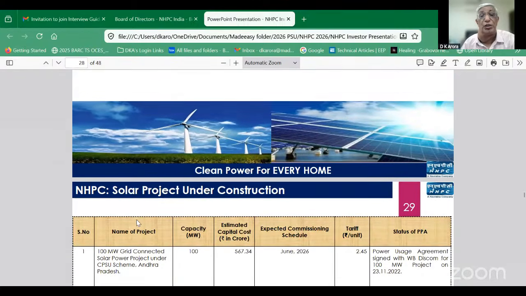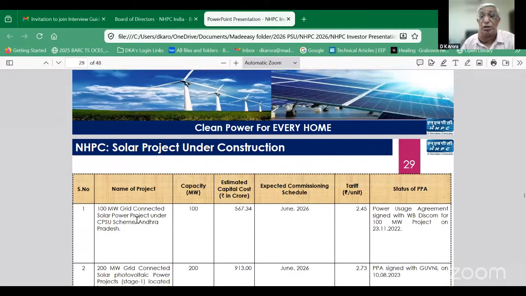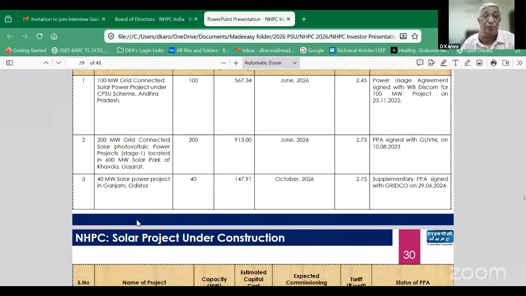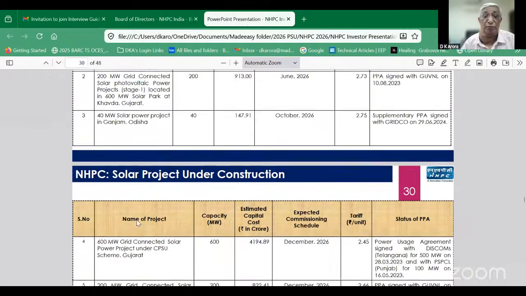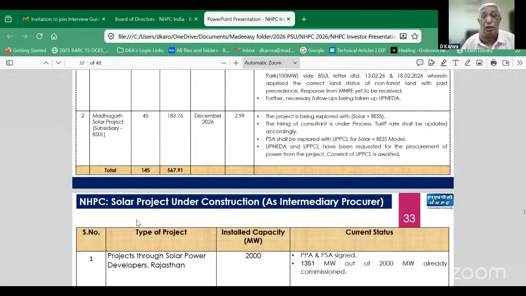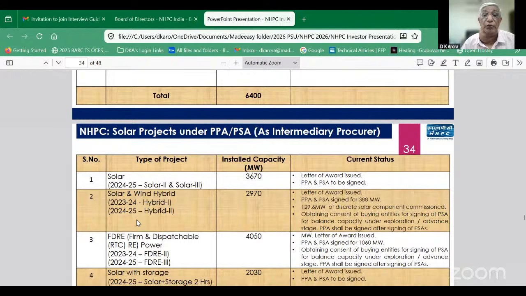Important thing is, which are the solar projects which are under construction or which are executed. A 100 megawatt solar power project is likely to be commissioned in June 26, right? This is in Andhra Pradesh. NHPC has presence in Andhra Pradesh. A 200 megawatt project, grid connected solar photovoltaic power project, is likely to be commissioned in the month of June. Maybe there is a little delay, but that's it. And then there is another 40 megawatt project which is coming up, which is likely to be commissioned maybe another 3-4 months down the line. Then there are some other projects under construction. Again, you can skip. The ones which are close to execution are what you require to be remembering. Okay.